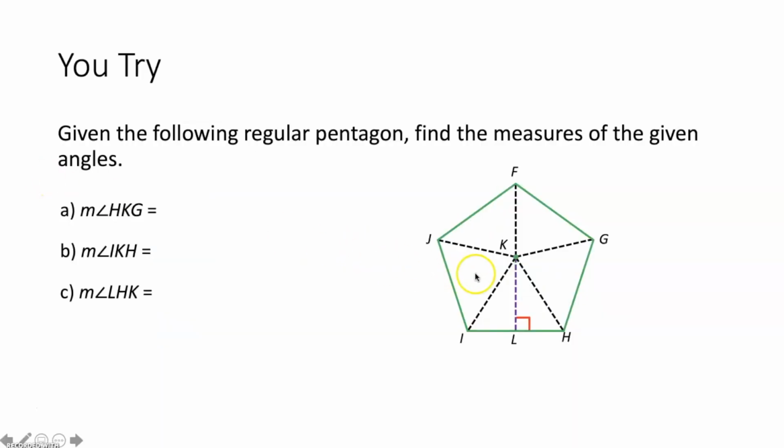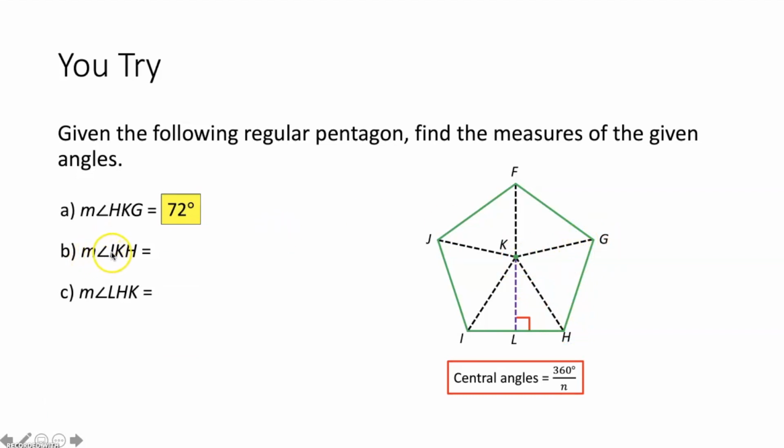Okay, first we want to find the measure of angle HKG. So angle HKG we see is a central angle because it's an angle formed by the center of your polygon and the endpoints of one side of the polygon. So in order to find the measure of a central angle, you're going to take 360 degrees and divide it by the number of sides in that polygon. So we see that this is a regular pentagon, meaning it has 5 sides. So we take 360 divided by 5. We get that the measure of a central angle, or angle HKG in this case, would be 72 degrees.